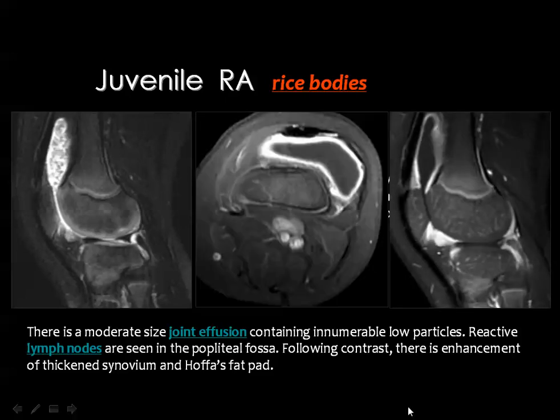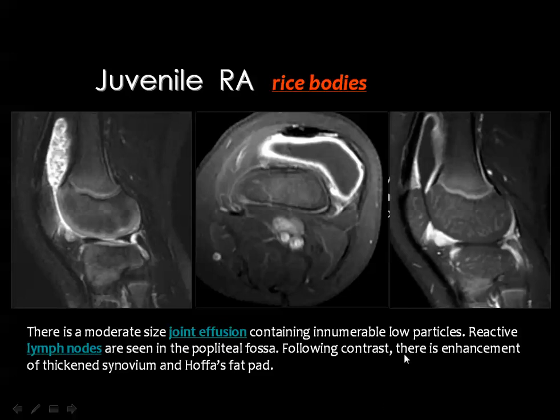In this case, you can see some enlargement of the popliteal lymph nodes, which are not usually associated with rheumatoid arthritis. And also in this fat suppressed T1 weighted images, you can see significant or marked thickening of the synovium and enhancement as well. And this is also appreciated in the sagittal image as well as in the axial image.